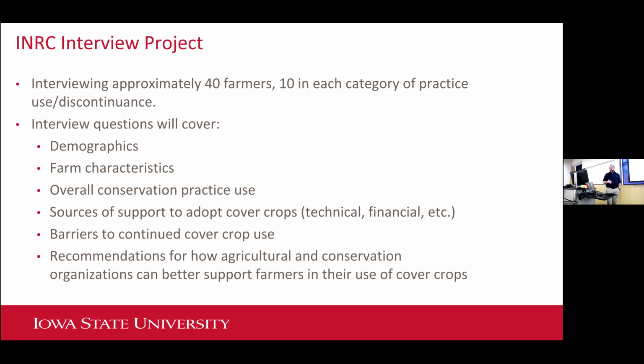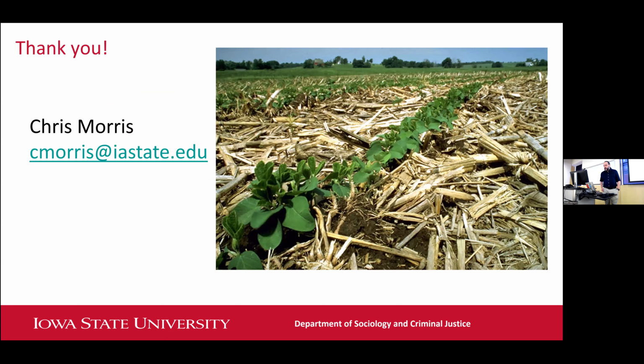And I also want to understand from these farmers how agricultural and conservation organizations can better support farmers in their use of cover crops. All of the research that I do, I try to make applied so that we can make recommendations to those who are working with farmers in the field, as well as policymakers, to hopefully increase conservation practice adoption as a whole to address these environmental concerns that we have. That's all I've got for now, and I'd be happy to take any questions.